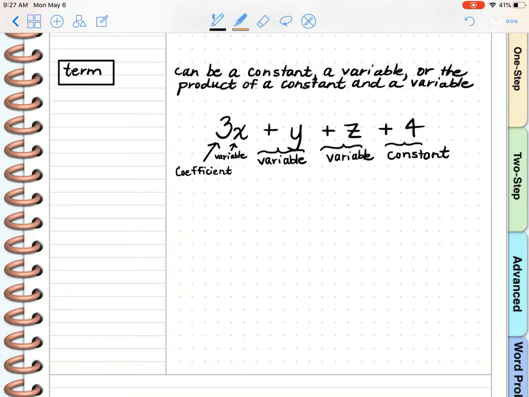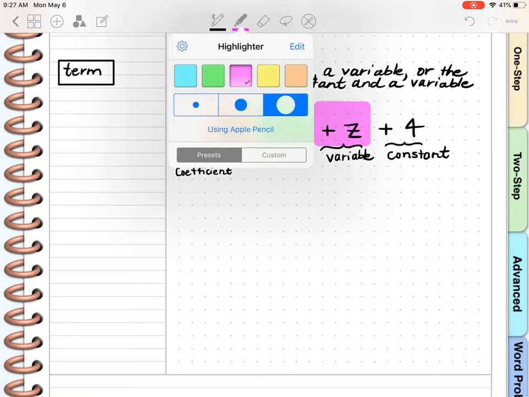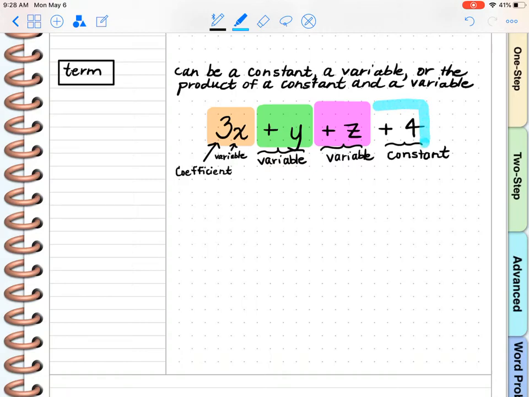So here is, let me draw it this way. Here is one term. Here is another term. Here is another term. And out here on the ends, you guessed it, this expression has 4 terms. Each of those pieces of the puzzle is one term.